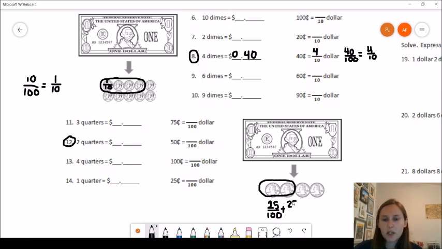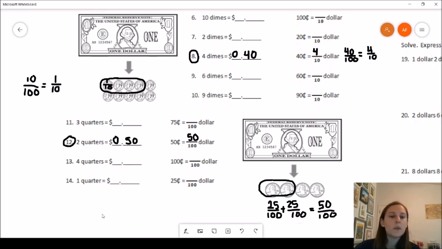So 25 hundredths plus 25 hundredths would give us 50 hundredths of a dollar, because that's 50 cents out of 100 cents in a dollar. 50 hundredths of a dollar. So as a fraction, 50 cents would be 50 hundredths of a dollar, and as a decimal, that would be 0.50.